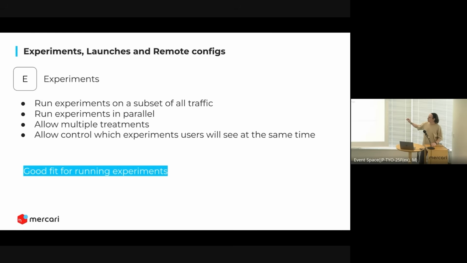Experiments also allow you to control which experiments users will be in, because some experiments, imagine they happen on the same screen. They may be, as we call it, interactive. They're not interactive, they may interact. It means the treatment of one experiment may actually affect the treatment of another experiment, and we don't want the same user to be in these two experiments at the same time. You can control this so they don't happen to be in there.